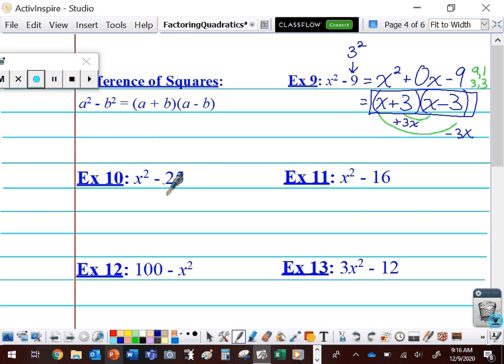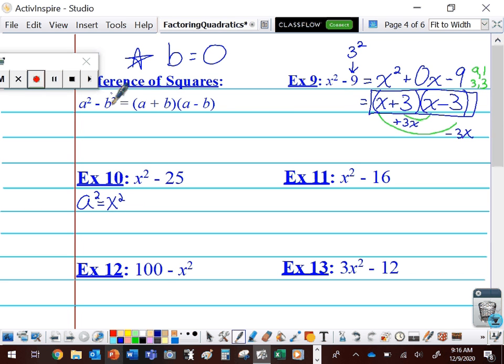So I've got x squared minus 25. I notice that there is no bx term. b is equal to 0. If I recognize that, I'm going to try to see what I square for each of these terms. Well, a is equal to x, so I could say a squared minus b squared. My a squared in this expression is x squared.